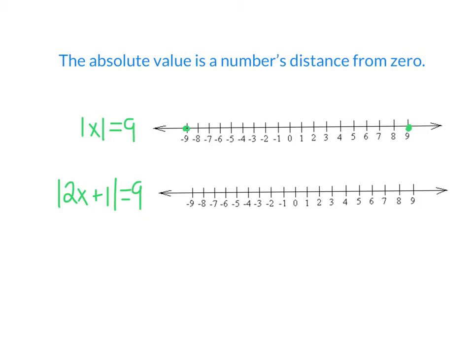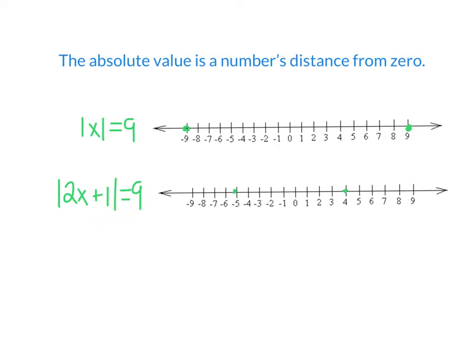If we have an equation like the absolute value of 2x plus 1 equals 9, there are two values that make that true as well. We have 4 and we have negative 5. If we plug in 4, we have 2 times 4, which is 8, plus 1 equals 9, and the absolute value of 9 is 9. If we plug in negative 5, we have 2 times negative 5, which is negative 10, plus 1, which is negative 9, and the absolute value of negative 9 is also 9.